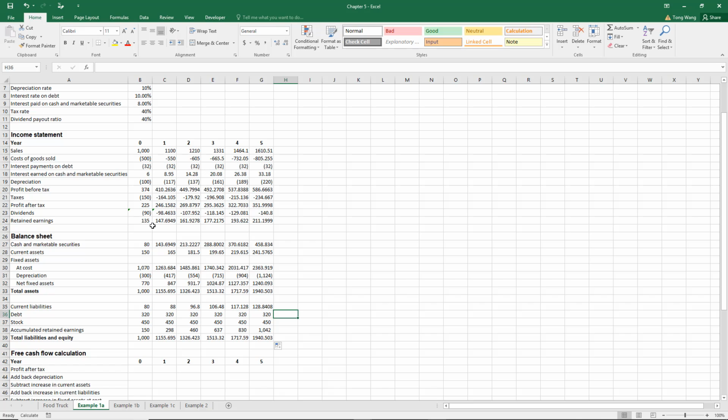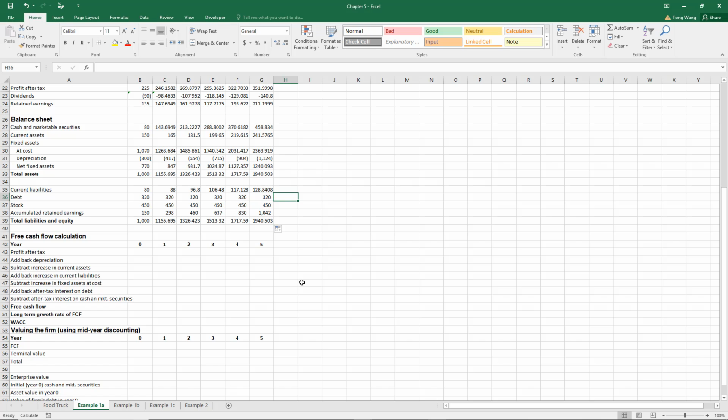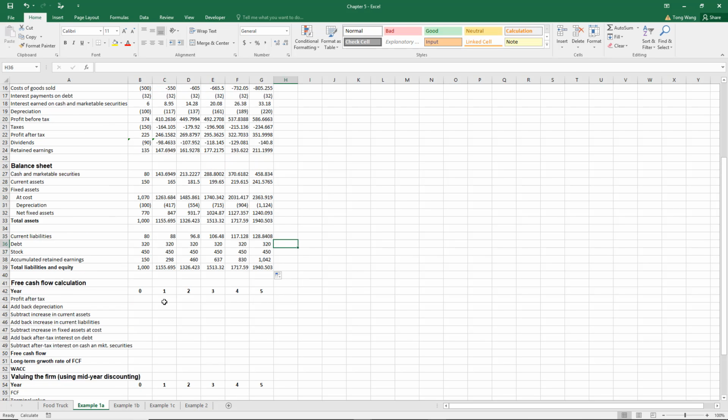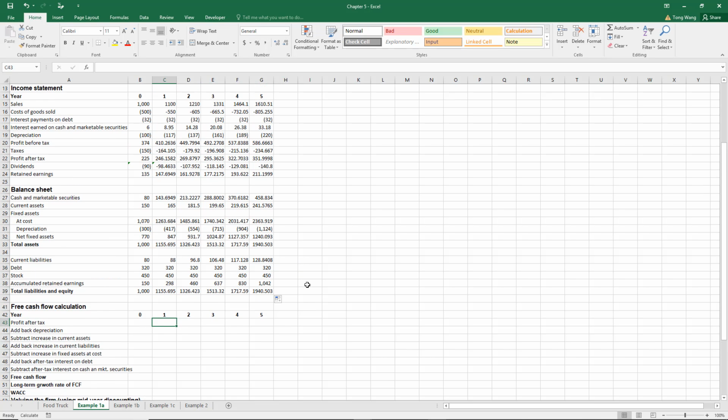Now we have our forecasted income statement over the next 5 years. Okay, so these are pro forma income statements because they haven't happened yet, right? So we're not sure whether they're going to happen or not. So they're just a forecast. Okay, now let's prepare our free cash flow calculation.